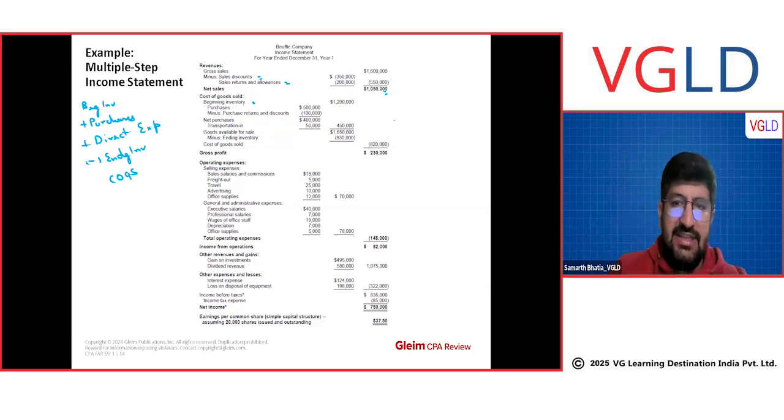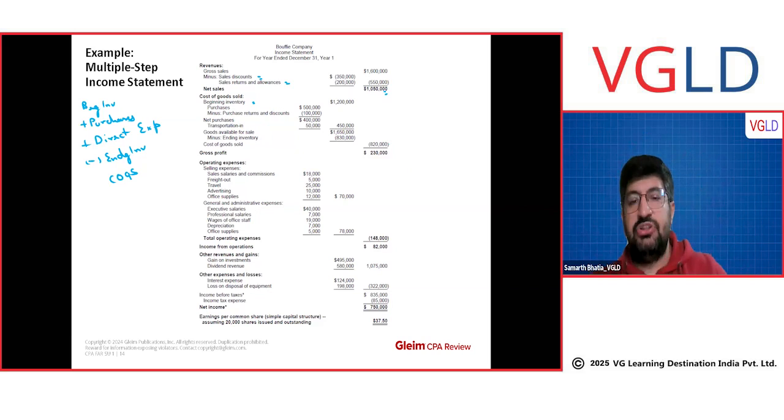So out of net sales, when I deduct the cost of goods sold, it becomes the gross profit. Then out of gross profit, I subtract the operating expenses, which they have divided into two parts: selling expenses and G&A expenses. In the selling expenses, we have all the sales related expenses, which is sales salaries, commission, freight out, travel, advertising, office supplies, everything. Then we have G&A expenses, where we have salaries, professional salaries and wages, depreciation, supplies expense, everything. So we have the total operating expenses.